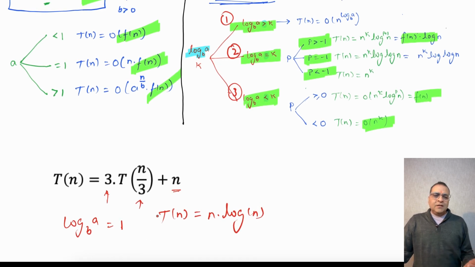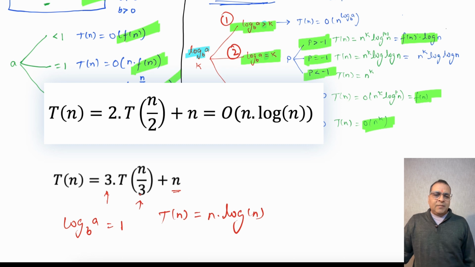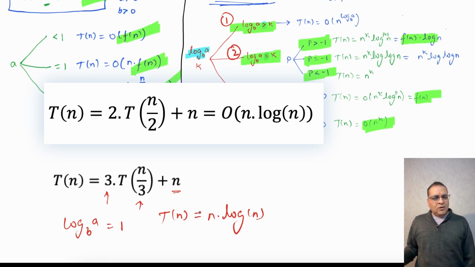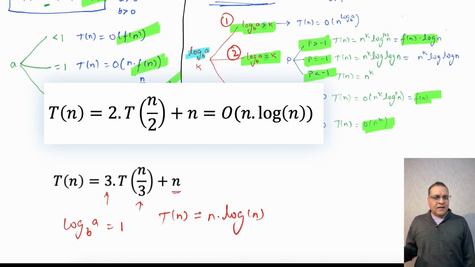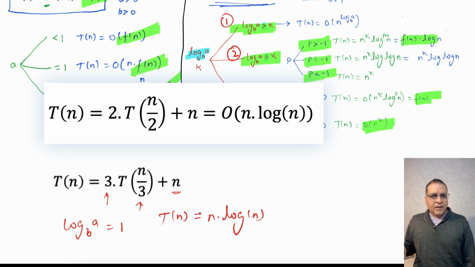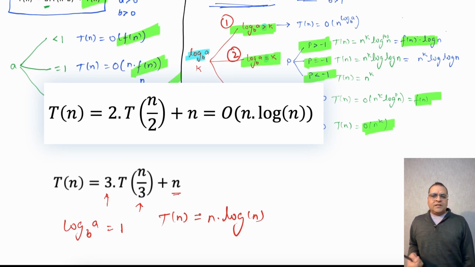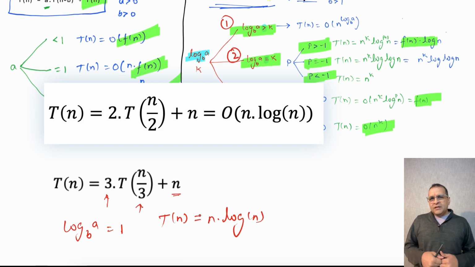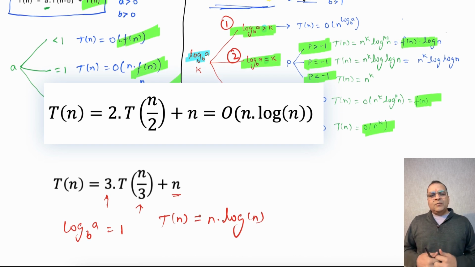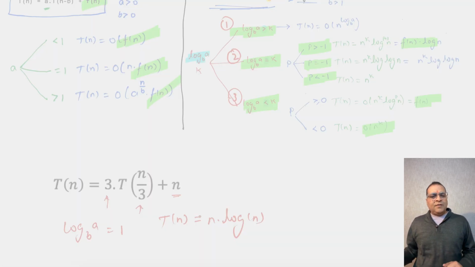In the previous case, where Tn was 2Tn by 2 plus n, the answer was n log n, and in this case also the answer is n log n. Remember, we are talking about the asymptotic complexities and not the absolute equations. The constant factor of these two equations will be different, but in terms of asymptotic notations, both of them are theta of n log n.